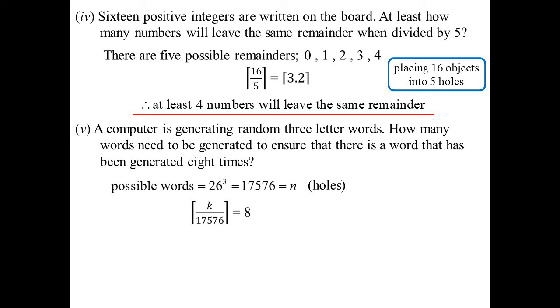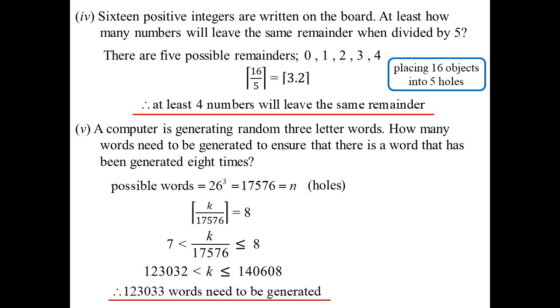So the ceiling function of K on 17,576, the answer to this must be 8. Therefore, K over 17,576 must be between 7 and 8, not including 7. Multiply by the denominator, and we can now easily see, we need 123,033 words to be generated, and no, we're not going to test that one out. All right. We'd be here for a while, that's for sure.